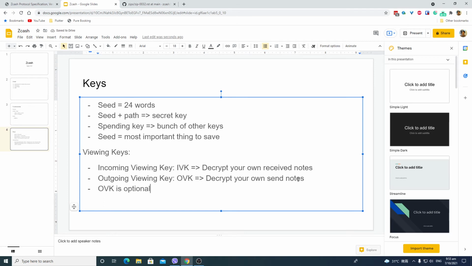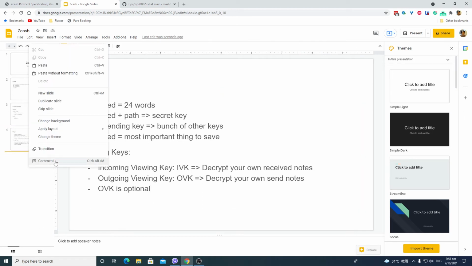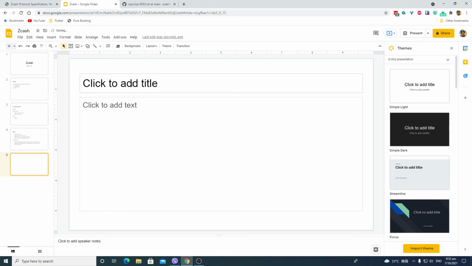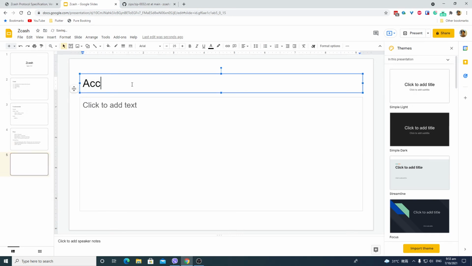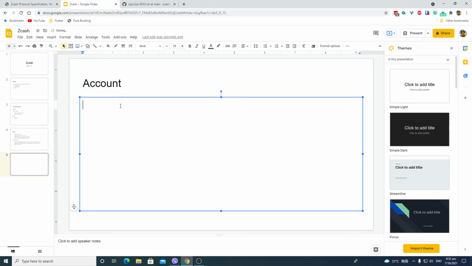Then what else do we need to know? Right? So let's make another slide. To summarize this stuff, when you have an account, what you need to know is the balance. You want to know the balance. So balance is incoming minus outgoing, right? And the incoming, you get it from the IVK plus scanning.